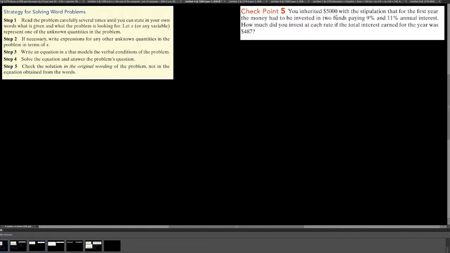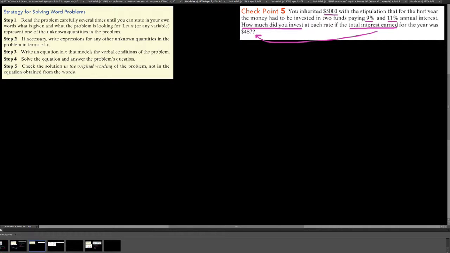But it says we inherit $5,000. And as we read through this, we're going to underline what we know and then talk about what we don't know. We inherit $5,000 with the stipulation that for the first year, the money had to be invested in two funds, one paying 9% and the other one paying 11% annual interest. So we have a 9% account and an 11% account, two different accounts. It says, how much did we invest? Okay, so we want to find this out. How much did we invest at each rate if the total interest earned for the year was $487? So we have total interest earned is $487.